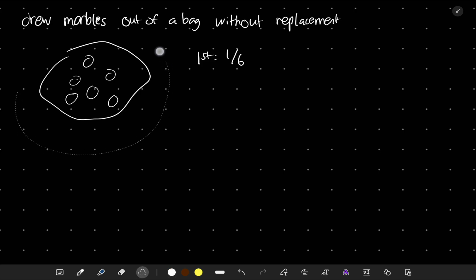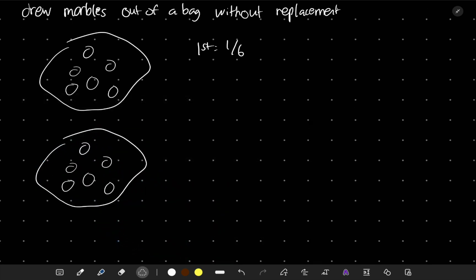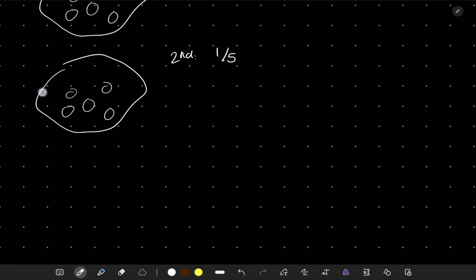But then now, let's say I just took another one out, right? If I took another one out, just erased it. For the second one, now I have less marbles to get out, 1 out of 5. So notice that this is what dependent events are. They affect one another. So let's do some practice problems, right? So practice.